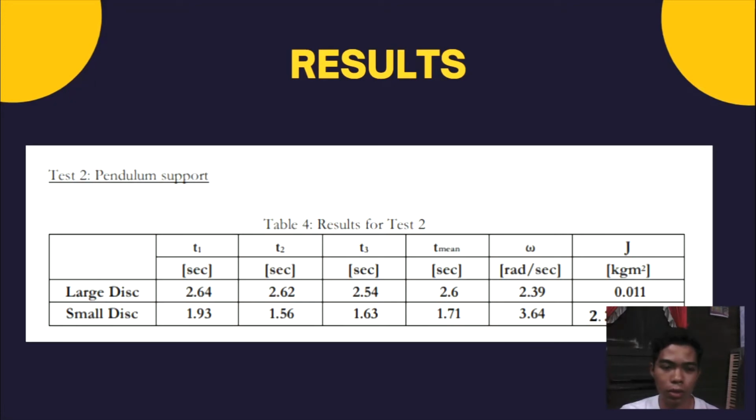For the small disc, T1 we get 1.93, T2 1.56, T3 1.63, and Tmin 1.71, and omega 3.64. Lastly, for joule, 2.32 multiplied by 10 to the power of negative 3.